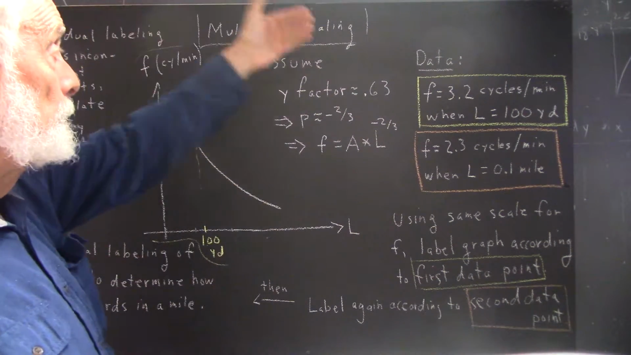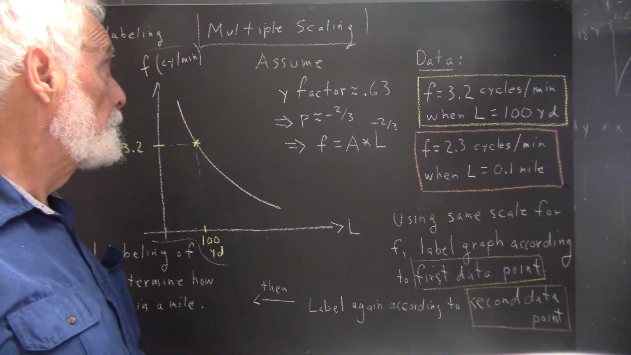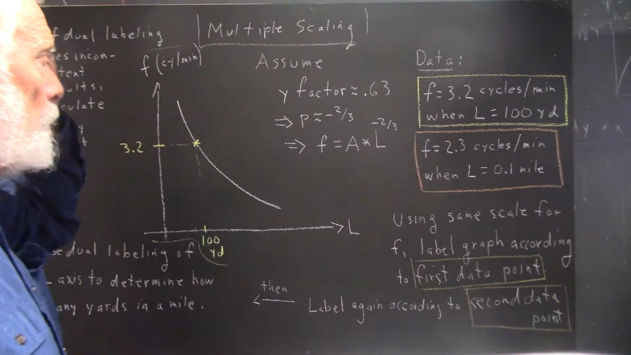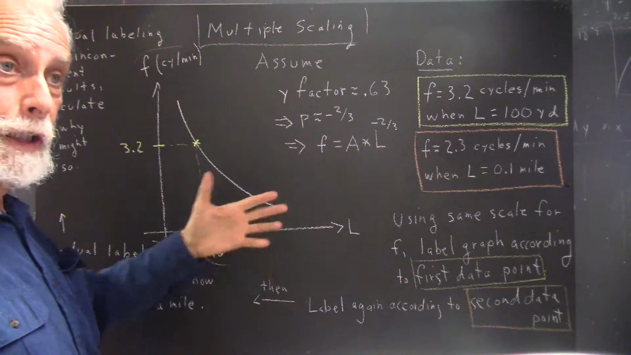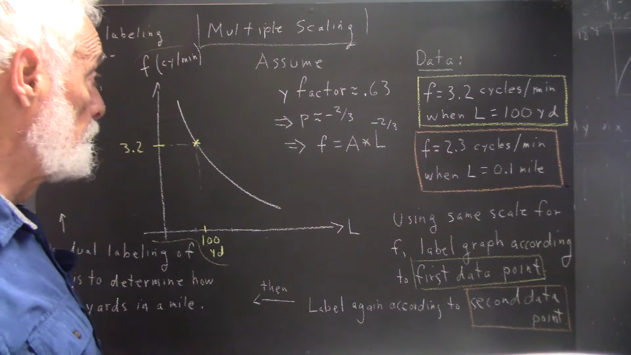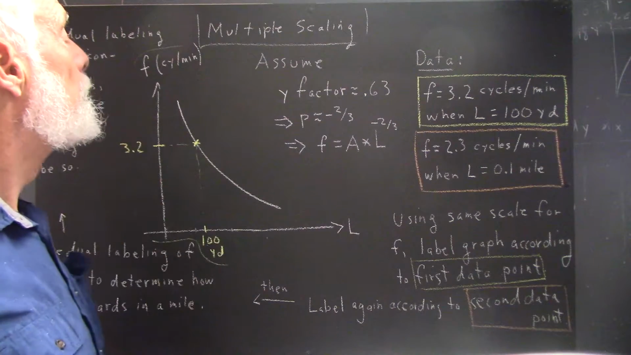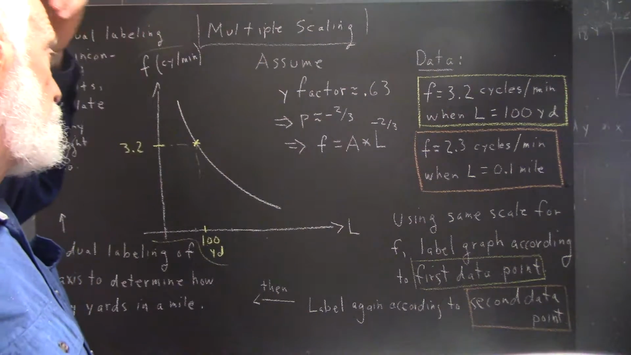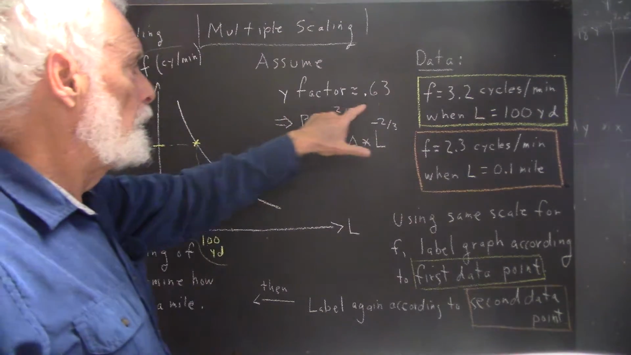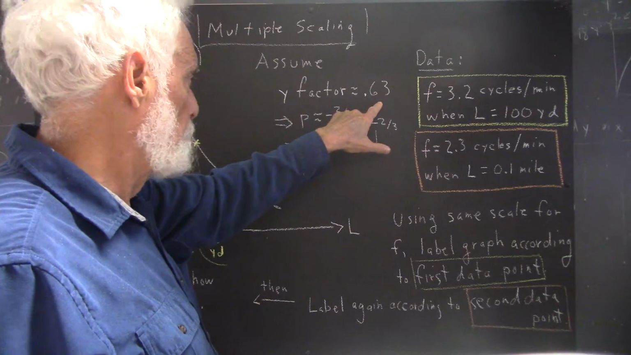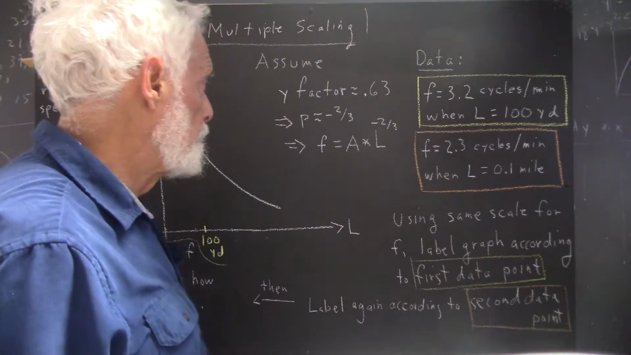Okay, so we want to talk about multiple scaling. You'll understand by the time we get to the end of this what I mean by multiple scaling. We're going to assume that we've observed frequency versus length for pendulums in the lab, say for pendulums up to 2-3 meters long, and we've got our frequency versus length graph. Having done that, we obtain a Y factor of about 0.63. We've done this carefully, and we think that we've done it to two significant figures.